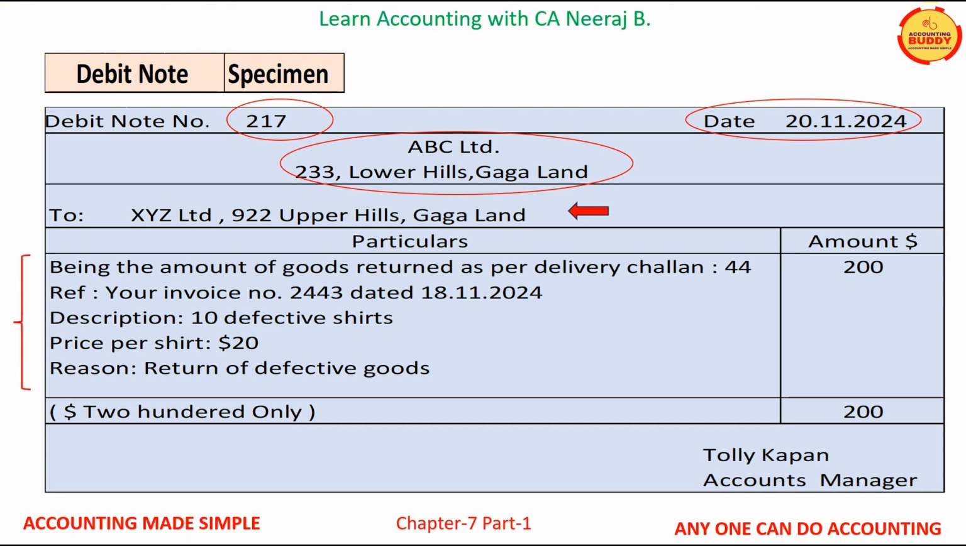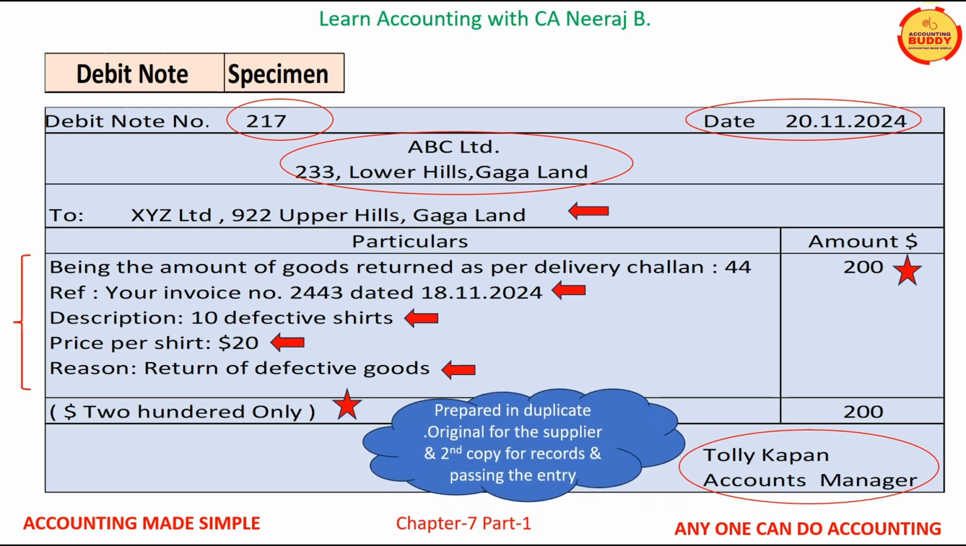In this business scenario, the details related to the quantity returned, its value, and the reasons of return are mentioned on the debit note. The reference number of the original invoice and its date is also mentioned. The value of the debit note is mentioned both in words and figures. The debit note is signed by the authorized staff on behalf of the business. Debit note is prepared in duplicate. The original copy is for the supplier, while the second copy is kept by the business for recording the transaction and for future reference.